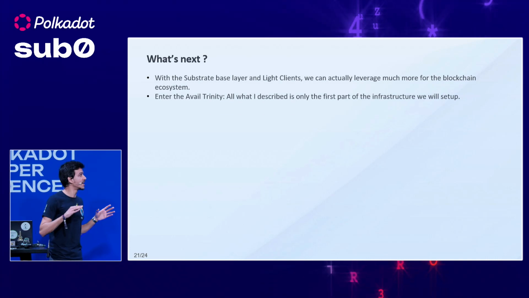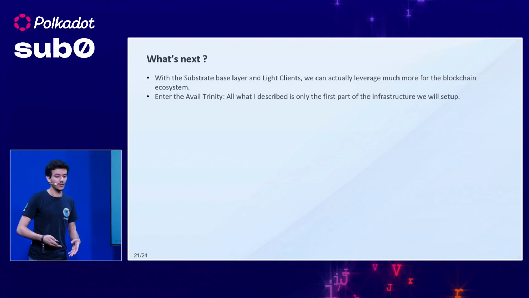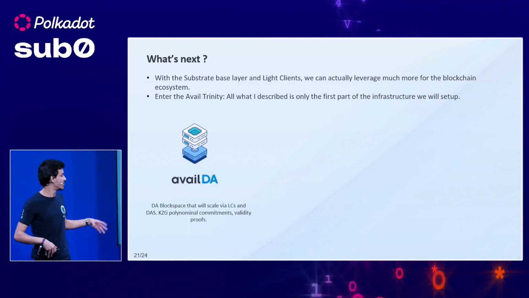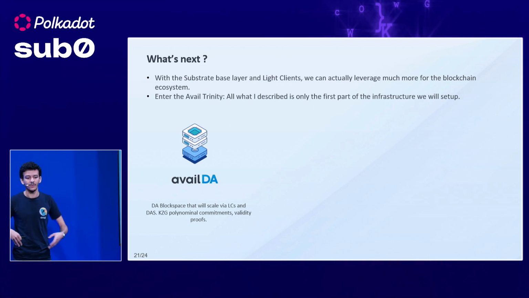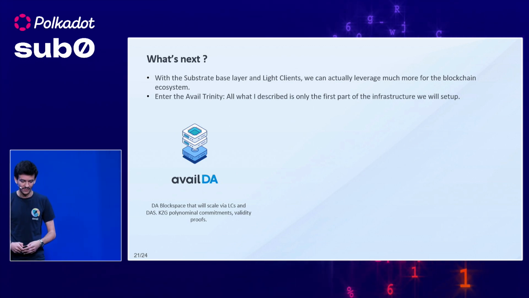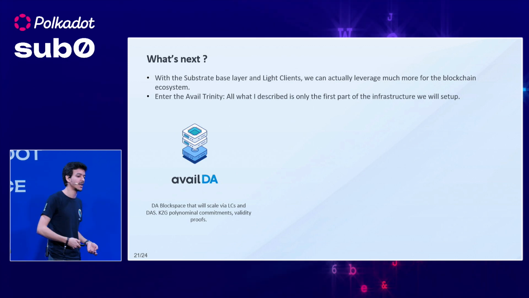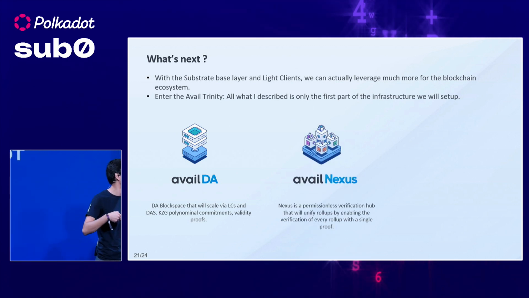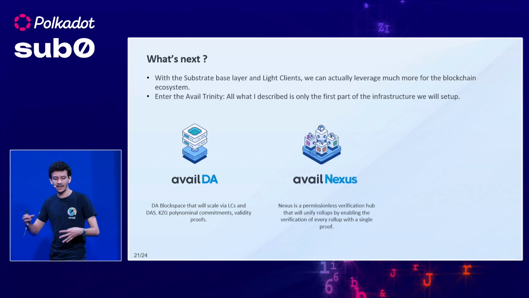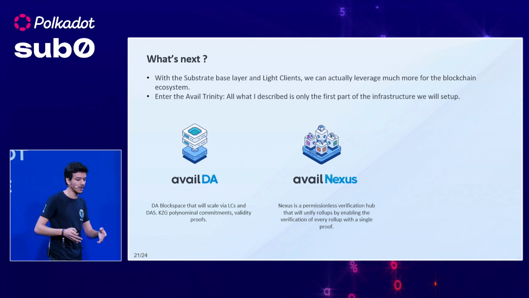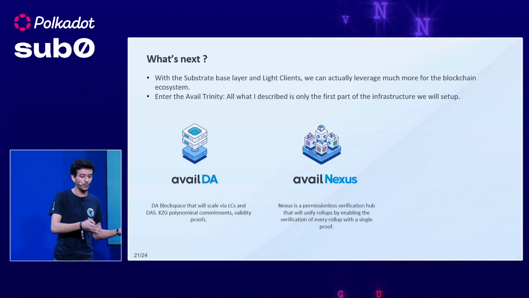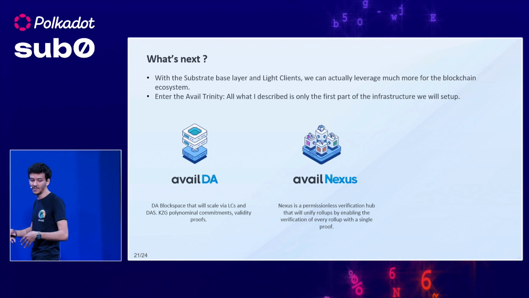Okay, so right now we have described a base layer and a light client ecosystem. That corresponds to Avail DA, which will use block space that will scale with light clients. We use KZG polynomial commitments and validity proofs. And we want to push Substrate even further. So we'll have another Rust layer, which will be a verification hub that will aggregate rollups and enable verification of proofs directly, and data will be sent to Avail.